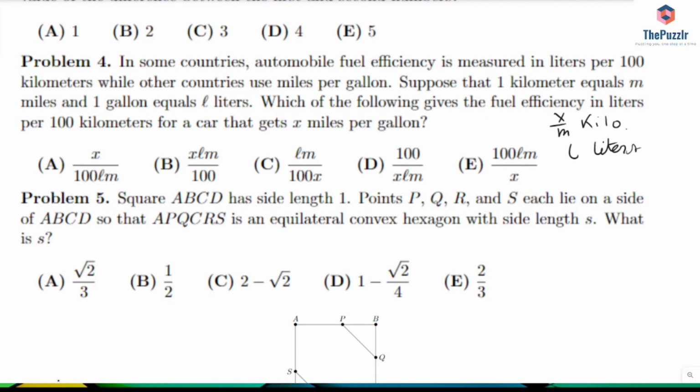Okay, so now if we divide both sides by L, we would get that X over ML kilometers in 1 liter. Now, we're trying to find the number of liters for 100 kilometers. So we would need to multiply both the number of kilometers and the number of liters by ML over X to cancel out this X over ML. And since it's 100 kilometers, we multiply by another 100. And we do the same thing for liters. So we get that 1 kilometer in 100 ML over X liters. So that would give us our answer, which is E.